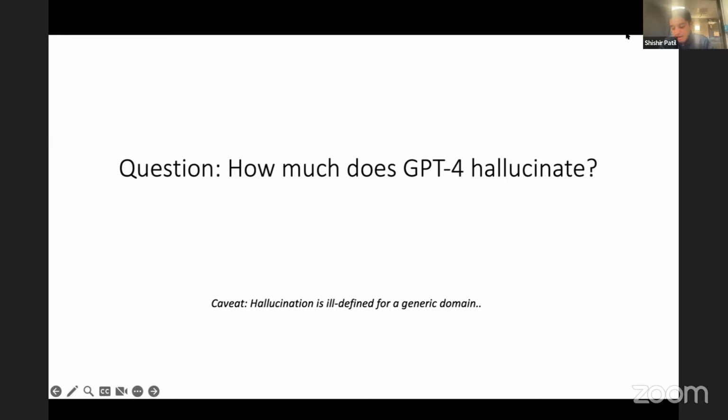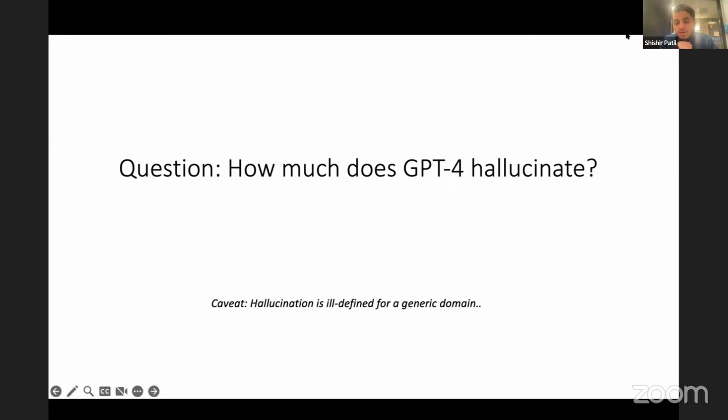But now the other thing I want to talk about is a topic we also had to address in Gorilla to build the system. And this is answering the following question, right? How much does GPT-4 hallucinate? Now, normally if it was in person, I would have prompted you all for some answers. But I want to be very clear in the claims. Hallucination is an ill-defined metric for the general domain. It's very hard to say what's hallucinated versus what's inaccurate.